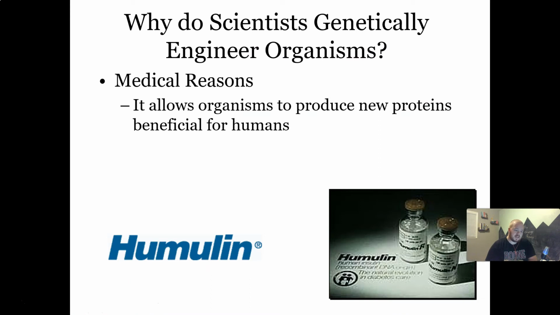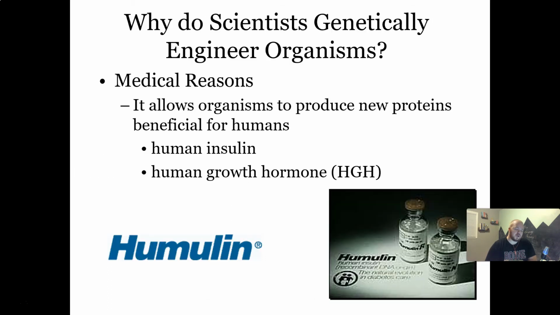So why do scientists genetically engineer organisms? Mostly medical reasons. It allows organisms to produce new proteins beneficial to humans. Probably the most famous one is human insulin. If you do not know this, insulin was produced from cows for the longest time. We used to take bovine insulin. So if you were diabetic, you were at the mercy of the slaughter industry. Whenever they would slaughter a cow, and they still do this by the way, they would take the pancreas of the cow and extract it.